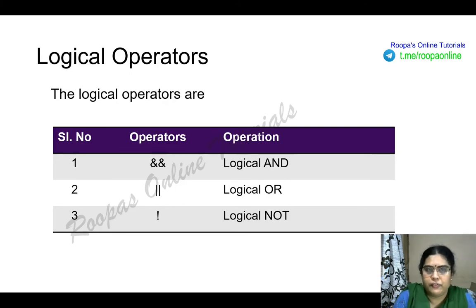Okay, now we have logical operators. Logical operators are three types. One is logical AND, logical OR, and logical NOT. So you can see here the symbols. This is a double ampersand symbol. Then we have a piping symbol, the two lines that you see. And the exclamation mark that we see here is known as the logical NOT symbol.